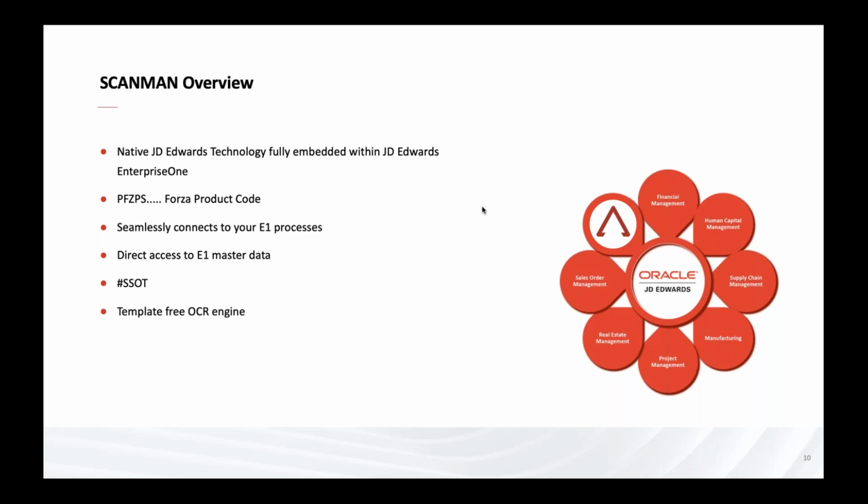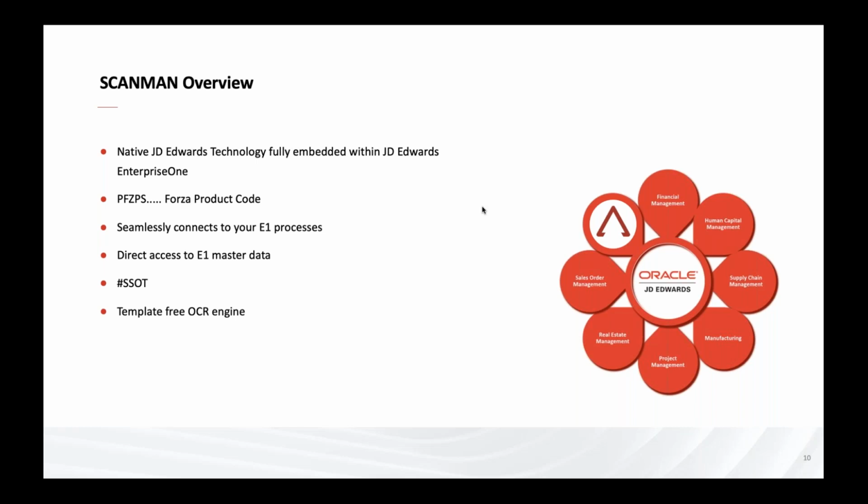In addition, Scamman seamlessly connects to your E1 processes, for example, your procurement process, as it's all JDE Edwards. Scamman also delivers direct access to your E1 master data, for example, allowing us to directly validate and look up data in the JDE Edwards address book, supplier ledger, or any other relevant data without the need for any integrations or data synchronization. There's a single database, a single application, JDE Edwards EnterpriseOne. So Scamman truly is a single source of truth system.